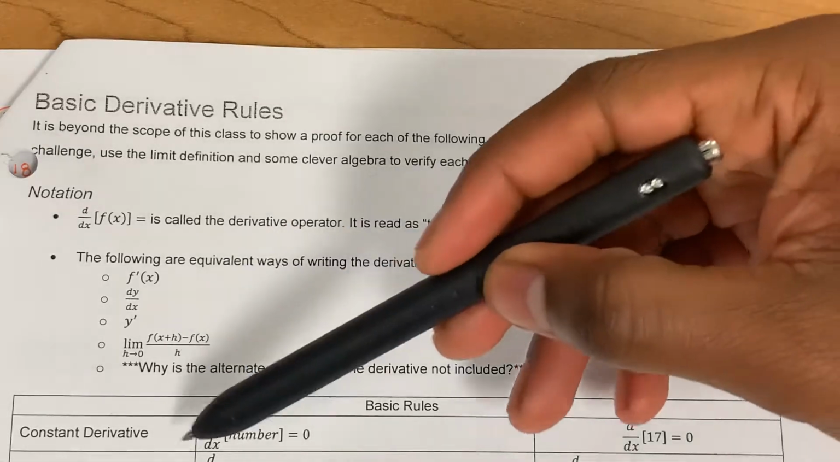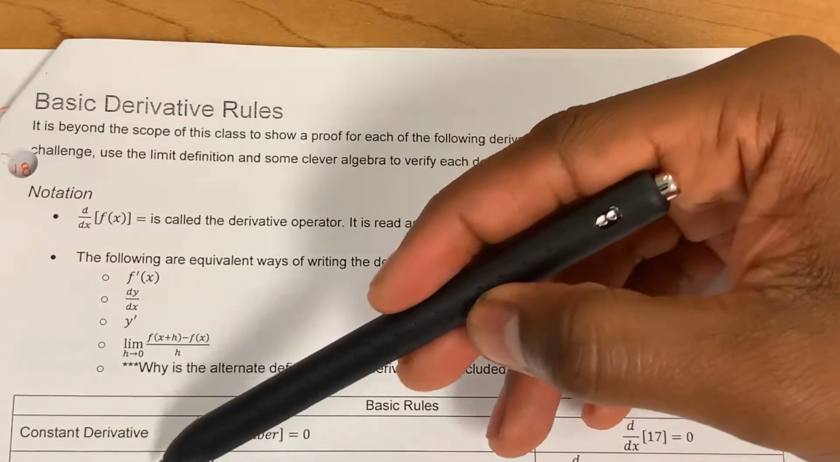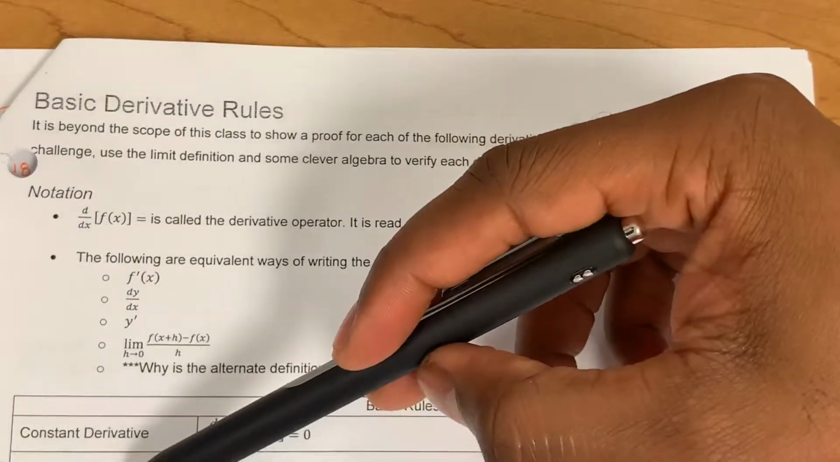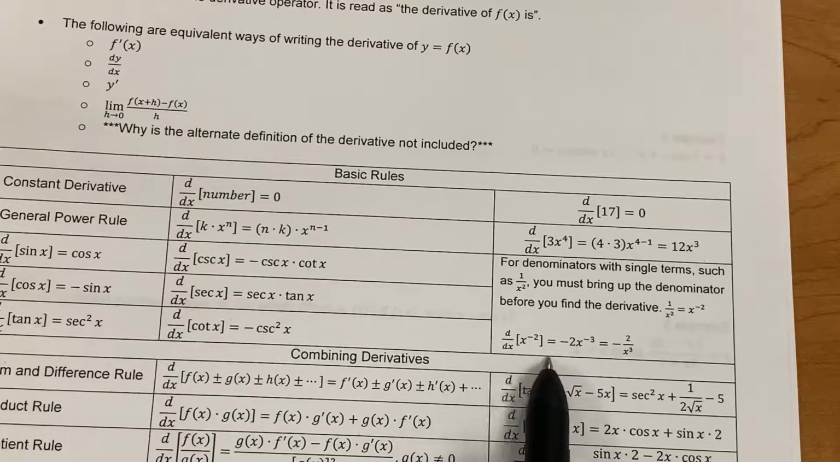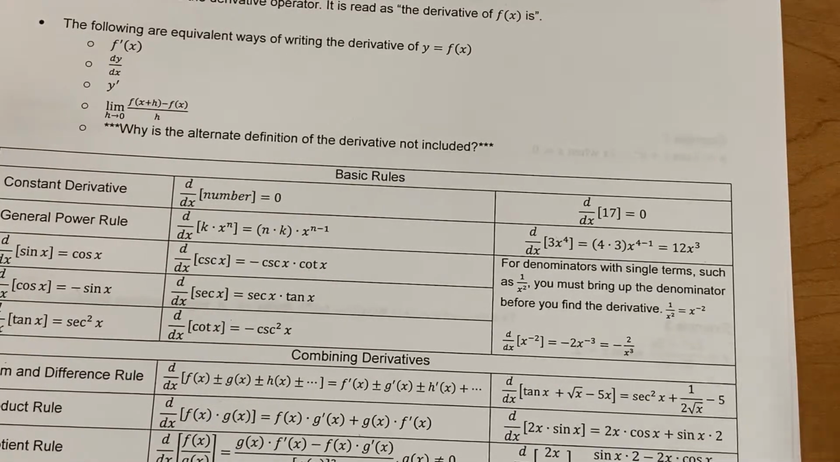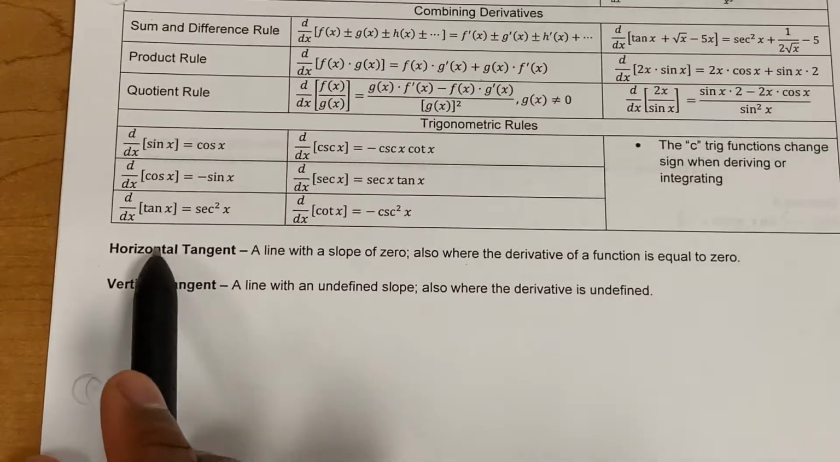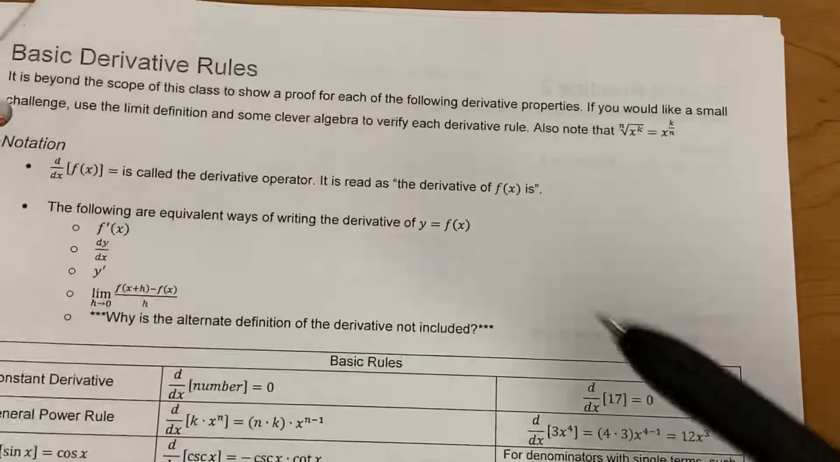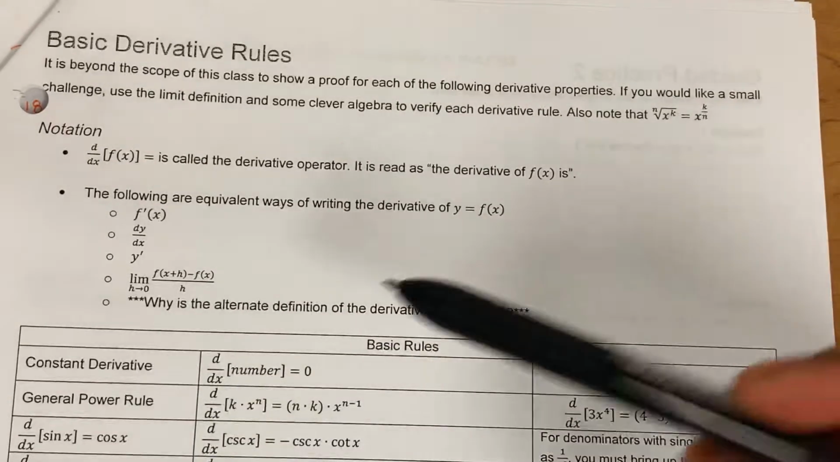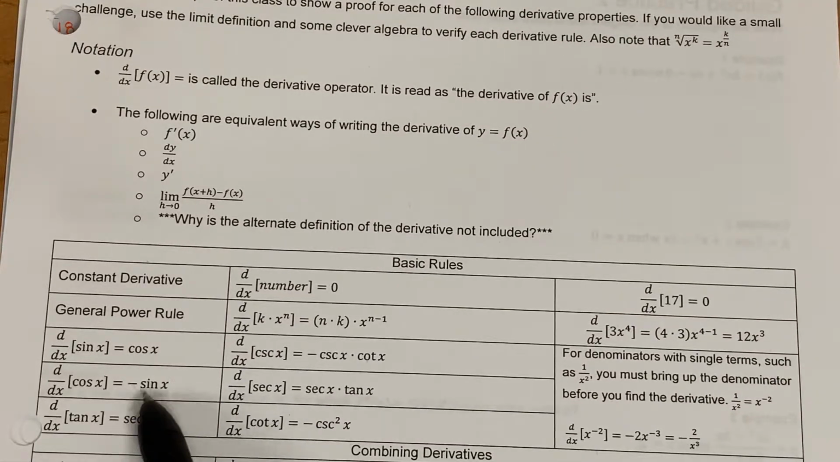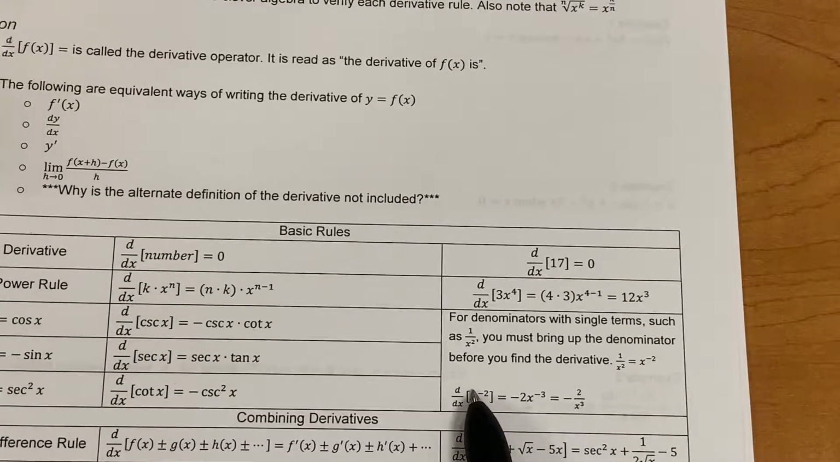In this video, we will cover the derivative of a constant, the general power rule, the derivative of sine and cosine, and rewriting rational functions so that they have negative exponents. And we will also discuss what a horizontal tangent is. So again, we're covering constant derivatives, the general power rule, the derivative of sine and cosine, and when we have negative exponents.